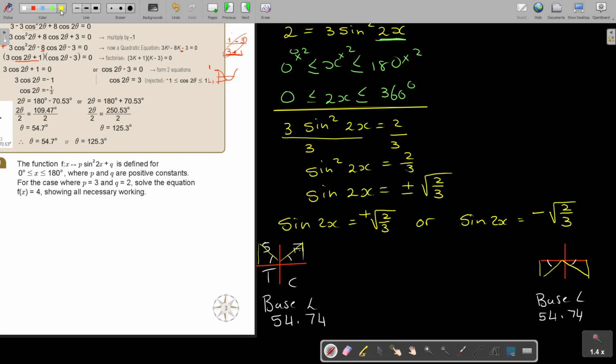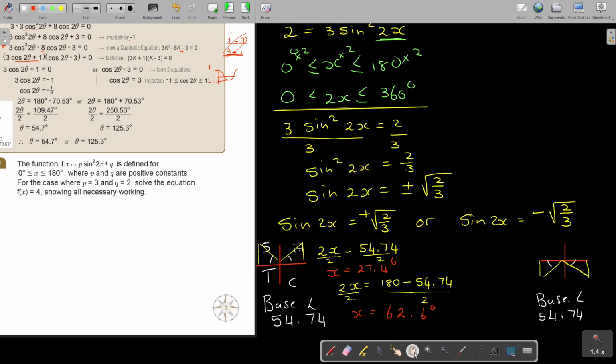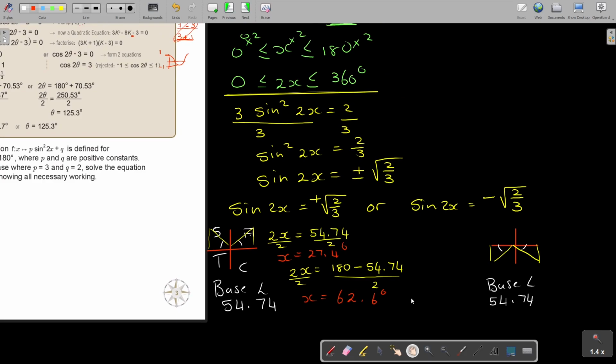Now I'm just going to work it out. Don't forget it's 2x. So 2x equals 54.74. That's the one option. The other option is 2x equals 180 minus 54.74. And then I divide by 2. I get that this x, to one decimal place, is 27.4 degrees. And this x, after I subtract 180 minus 54.74 and divide by 2, I get 62.6 degrees.